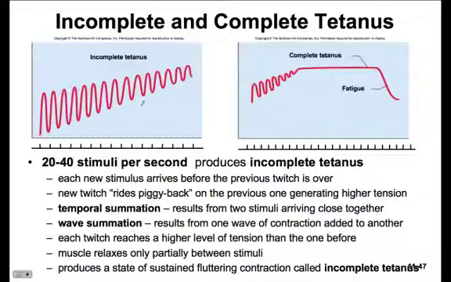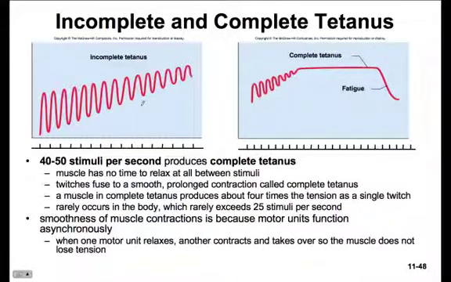So then why is it that our muscles aren't fluttering the whole time? The smoothness of our muscle contractions results because the motor units function asynchronously. That is, while one is relaxing, another is contracting, which makes it so that the muscle doesn't lose tension.